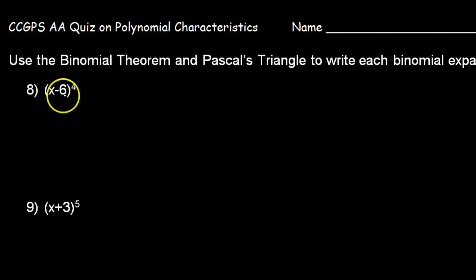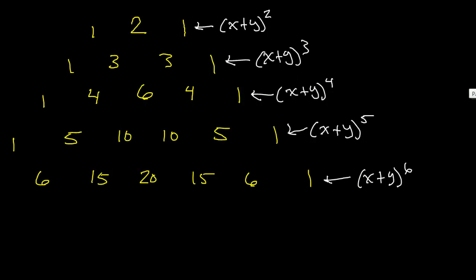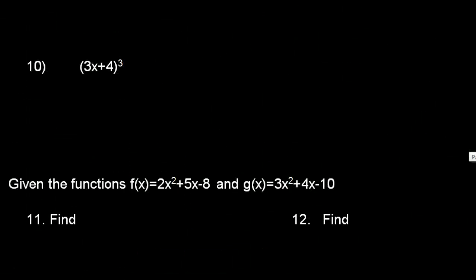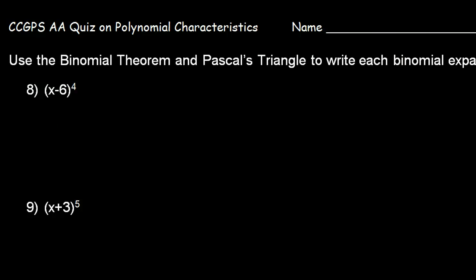Okay, so if I want to do x minus 6 to the fourth power, the degree is 4, so that means we are dealing with these coefficients: 1, 4, 6, 4, 1. If I were you, I'd start out by just writing down those coefficients. Those coefficients are 1, 4, 6, 4, 1. And you should space them out the way I did.